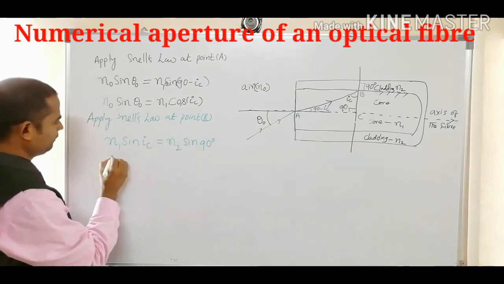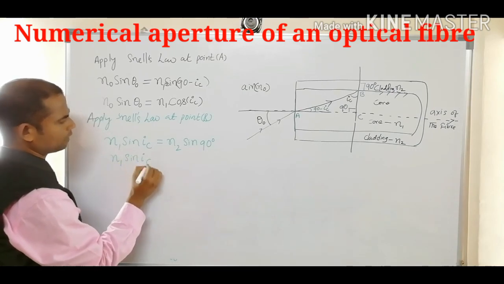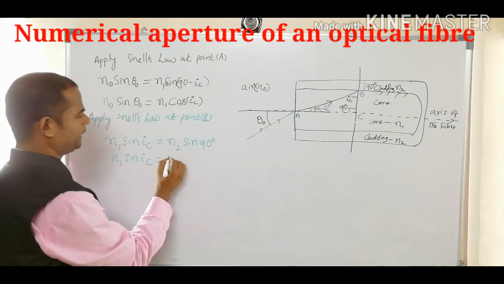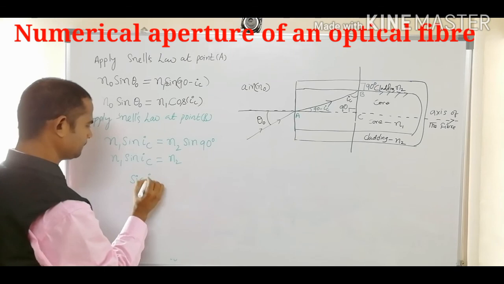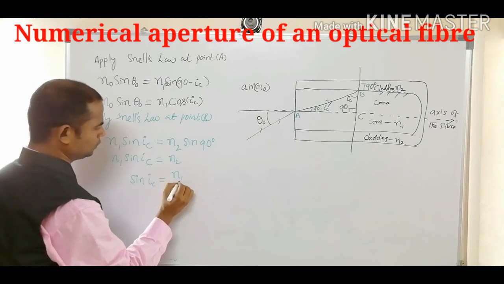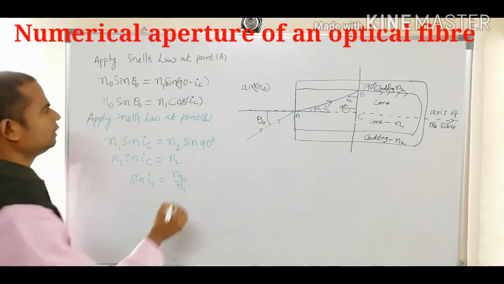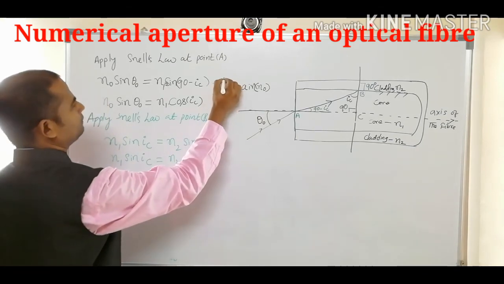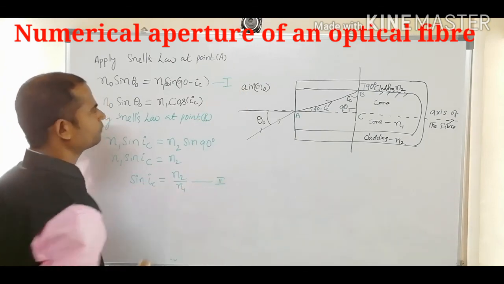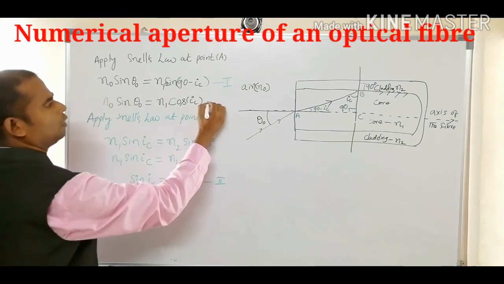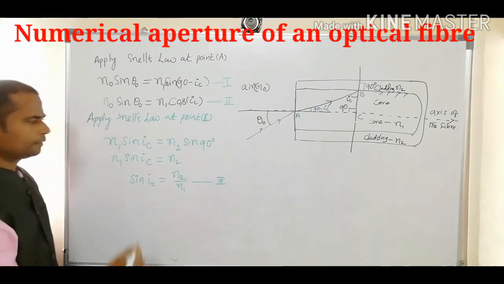We can further simplify this: n1 sine IC is equal to n2, so sine IC is equal to n2 upon n1. Call this equation 1, call this equation 2, call this equation 3.